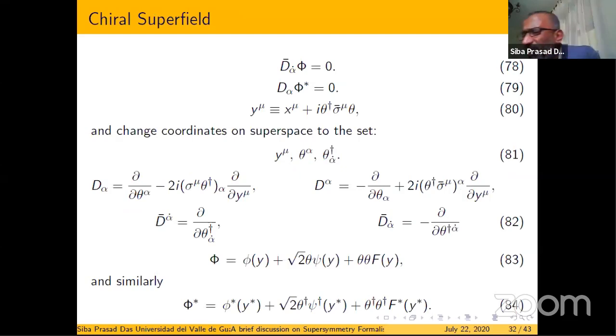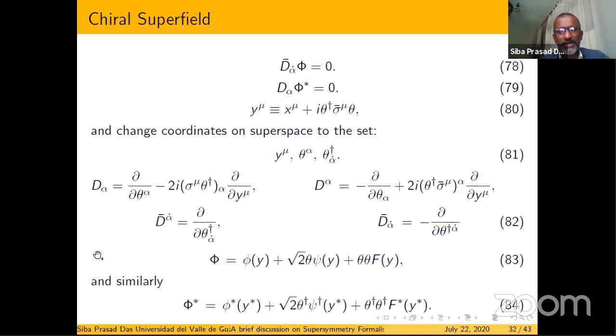So again, I think I'll finish in 5 minutes. Then, the chiral superfield is a superfield, so this follows that criterion. That means if phi is a superfield and the chiral covariant derivative del bar alpha dot of it is equal to 0, this is the condition that gives me the chiral field. The definition of a chiral field in the superspace is equation 78. If any superfield follows that equation, it is a chiral superfield.